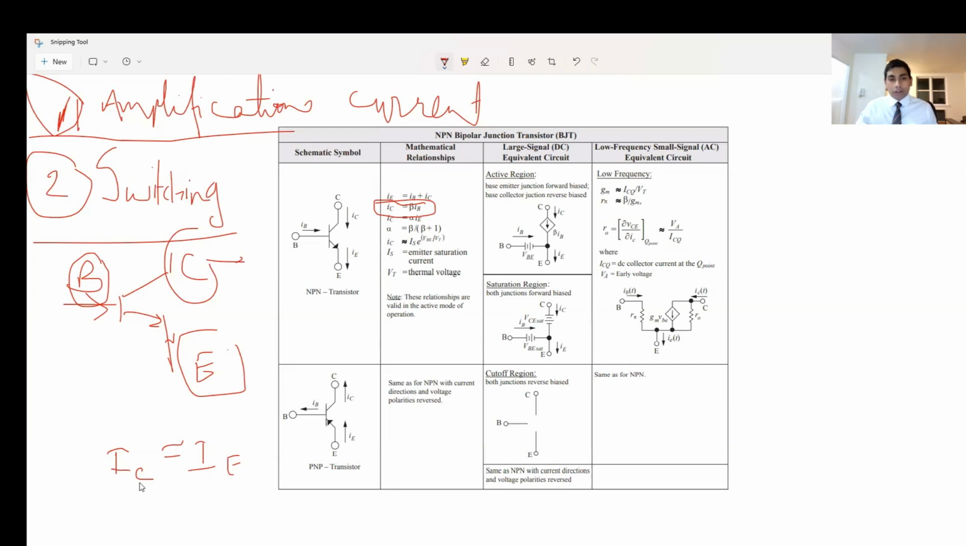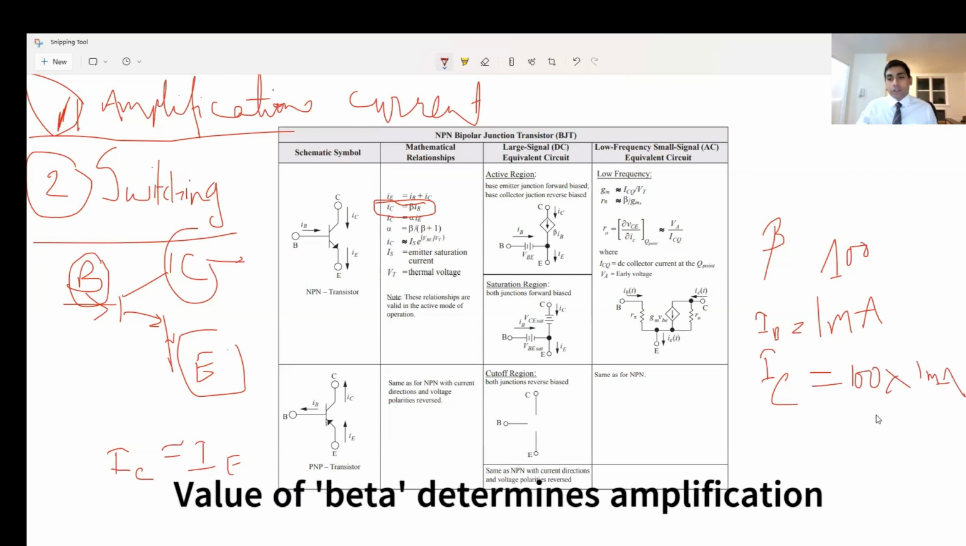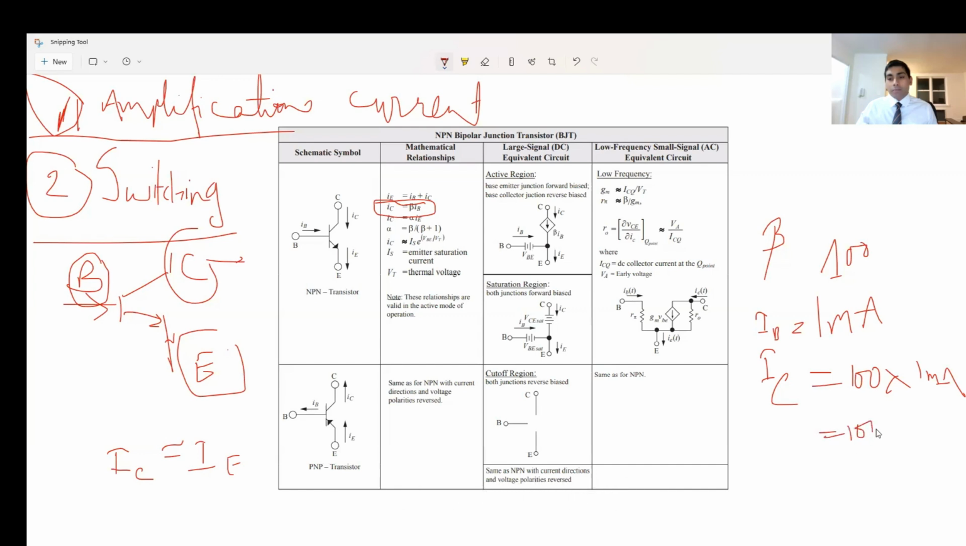And if you're trying to figure out how much it is helping in amplification, it is given by this coefficient beta. So if I say my beta is 100, that means if I'm giving an input current of 1 milliampere, my output current when collected through IC, my collector, would be magnified by 100 times. So it would become 100 milliamperes.